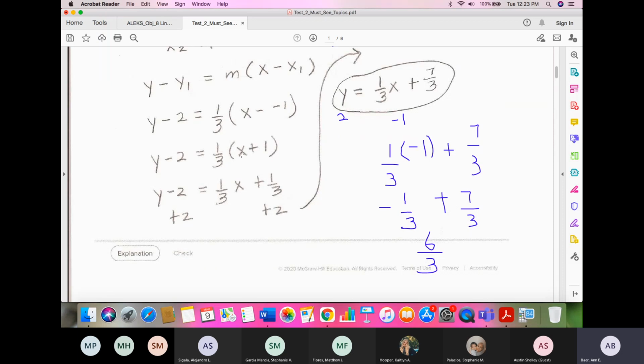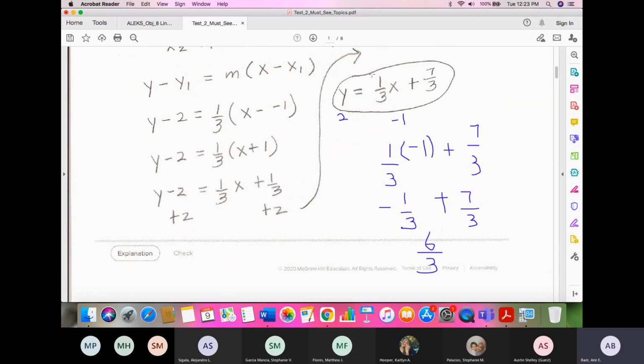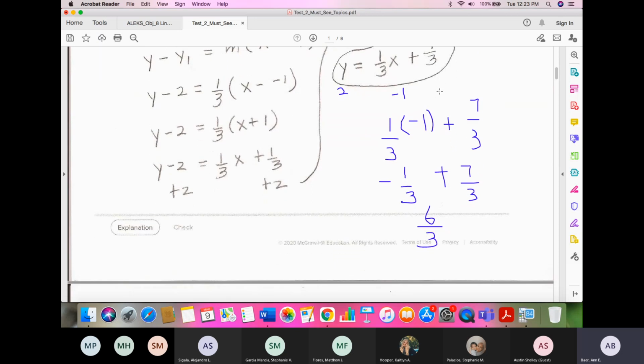So we get 1/3 times x, which is 1/3 x, plus 1/3 times 1, which is 1/3. So all we have left to do now is solve for y, because we're required to write all of our answers in slope-intercept form, which is right over here. This is the answer. So we want to get y by itself.